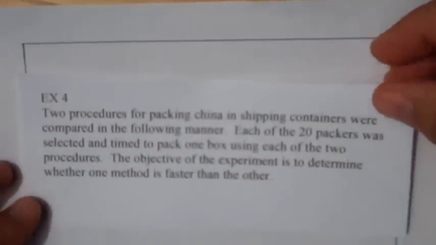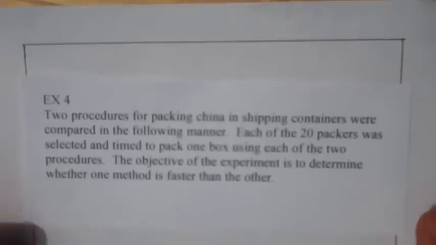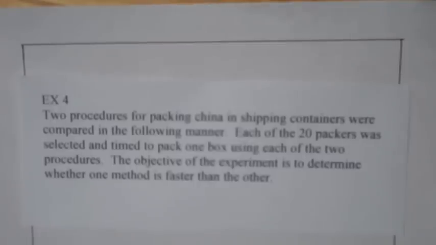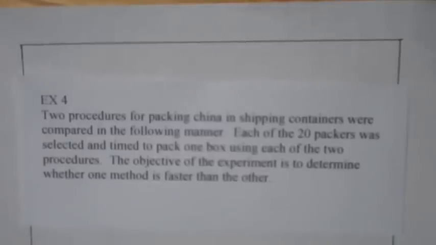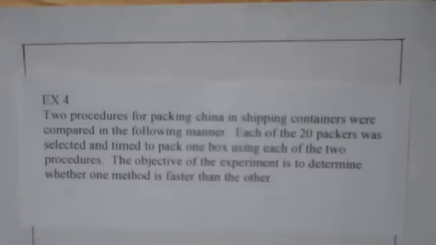Example 4. Two procedures for packing china in shipping containers were compared in the following manner. Each of the 20 packers was selected and timed to pack one box using each of the two procedures. The objective of the experiment is to determine whether one method is faster than the other. Now, at first glance, this might seem like a yes or no, like one is faster than the other, but really if you think about logistically how we would go about tracking this, I would watch the packer pack and I would time them, and when they're done packing, I would write down a number representing how long it took for them to pack the particular container.